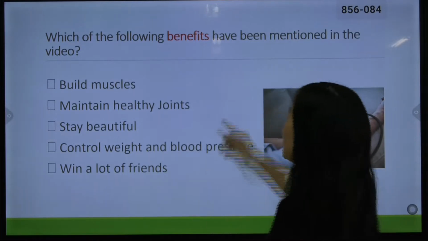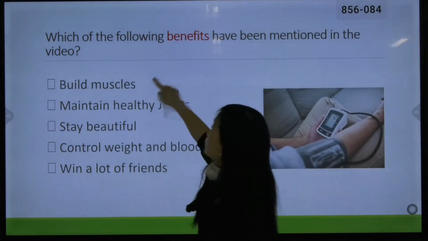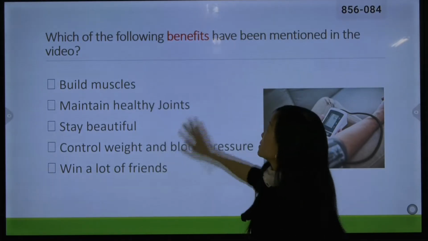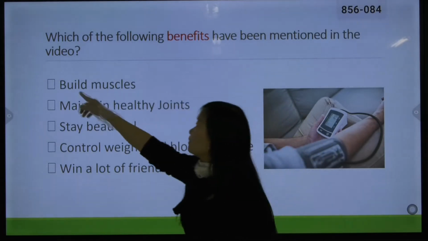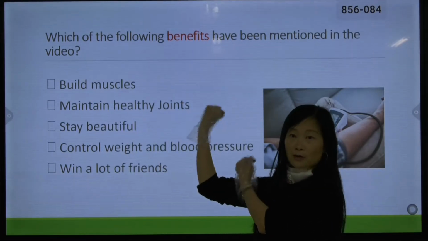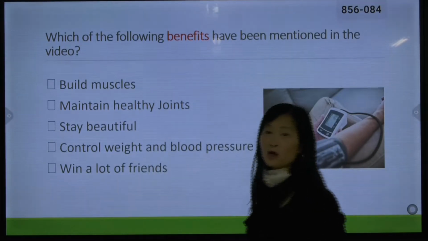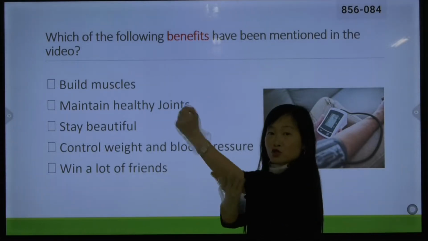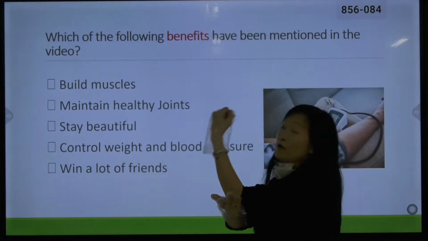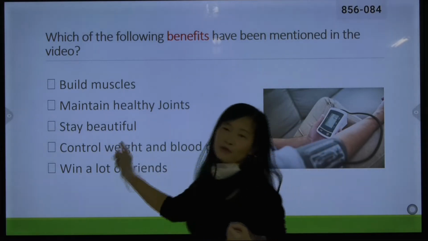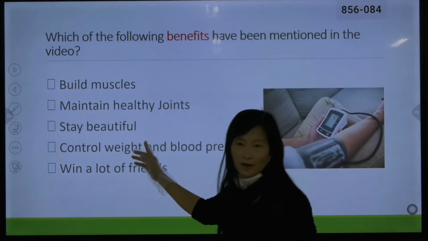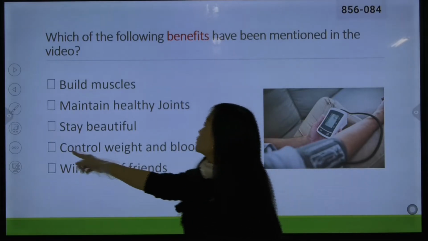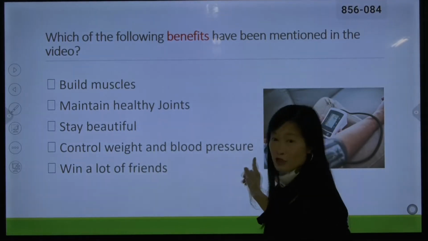What you do is to take all those that were mentioned in the video and leave out those that are not mentioned. So a very quick look at some of these. Build muscles, make you feel very big. Maintain healthy joints: the bones, right, the joints, make your joints very healthy. Of course, many of you will find that sports can keep you fit and look good. And control weight and blood pressure.